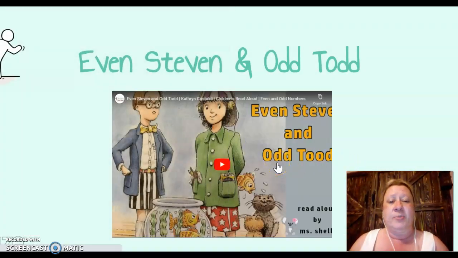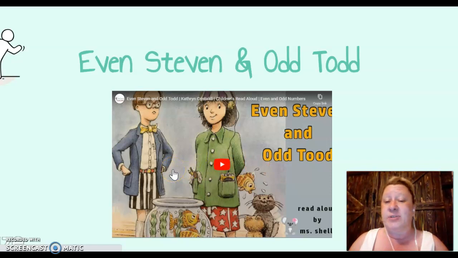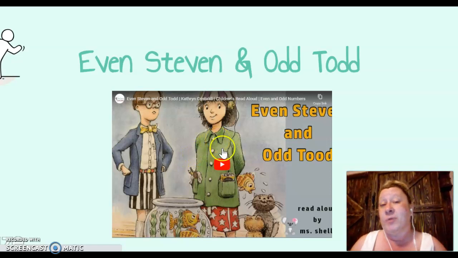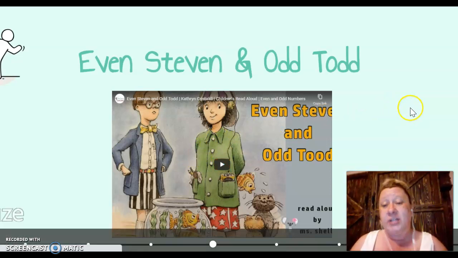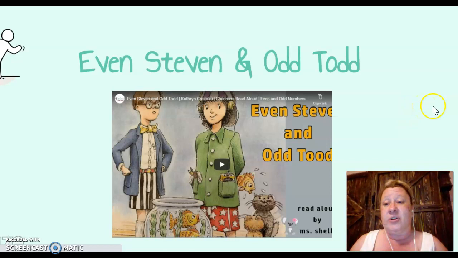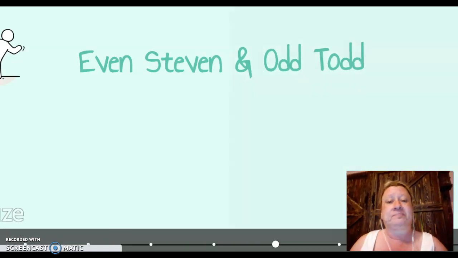Okay. There's a book, Even Steven and Odd Todd, and it just talks about all the ways that Even Steven likes to do things. He has even numbers of everything, and then Odd Todd is his cousin, and he's a little backwards, and he likes it a little odd, a little different. And Even Steven learns that odd can be good.